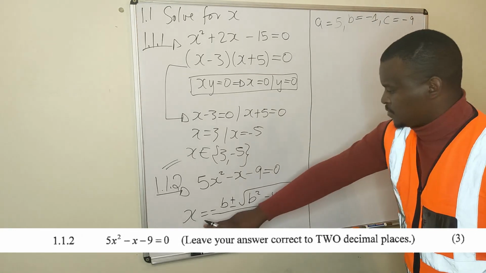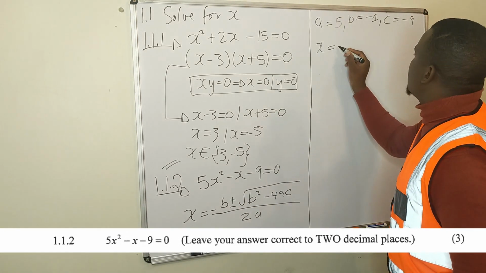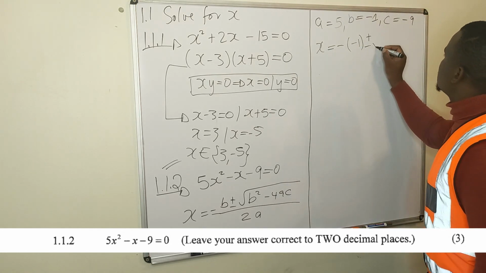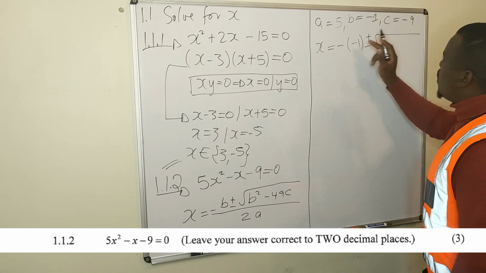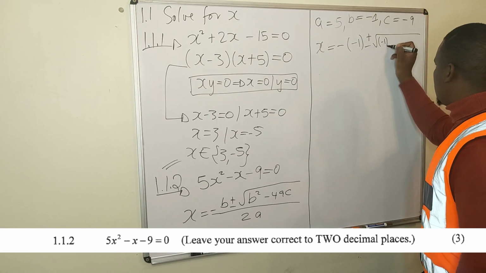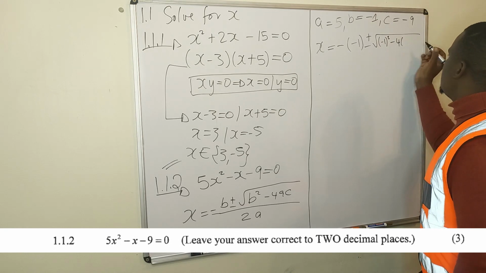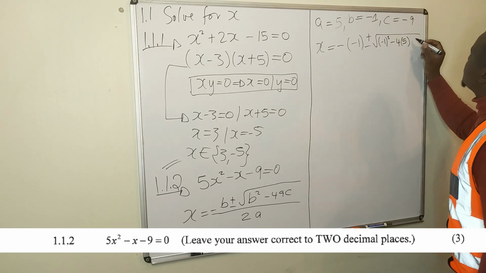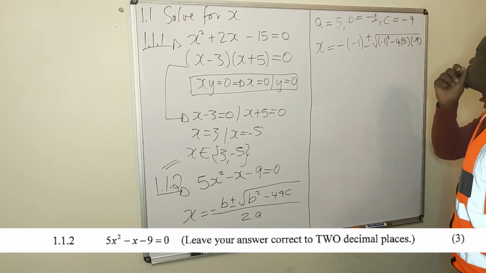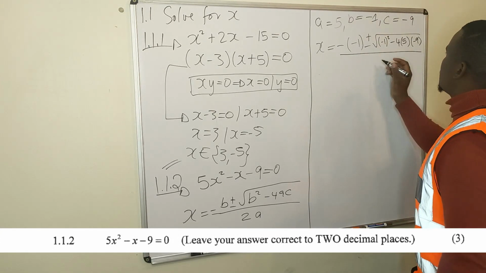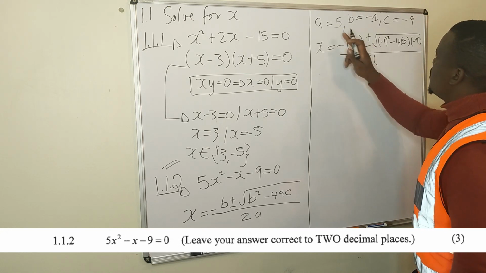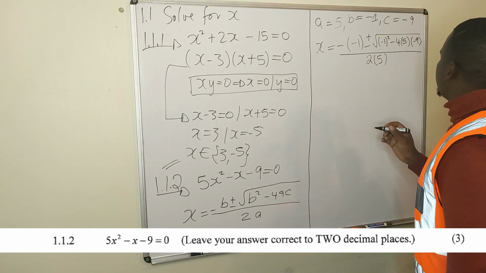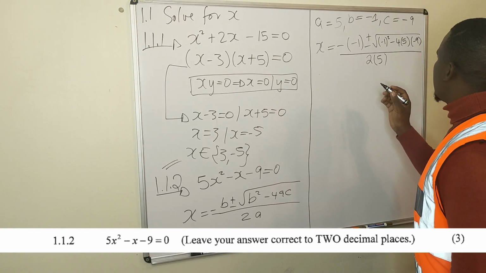So x is equal to negative b. What is your b? It's -1, plus or minus the square root of b squared, which is -1 all squared, minus 4a. Your a is 5, and your c is -9, all divided by 2a. Your a is 5. Punch this in a calculator, and what do you get?